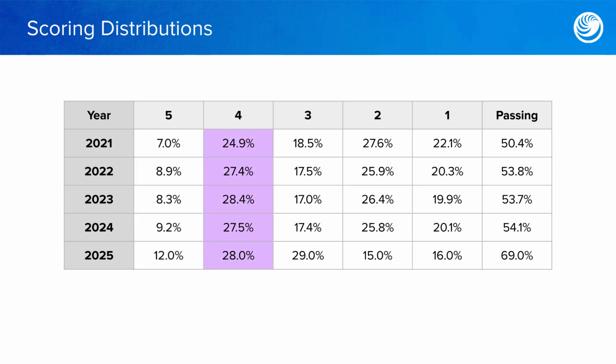Also note that although only a little over half of the students who took the exam from 2021 to 2024 passed, the percentage who passed in 2025 significantly increased to 69%. This change happened because the cutoffs for a passing score were adjusted to better reflect the number of students who demonstrated the proficiencies required for college credit. This adjustment is expected to continue this school year and on.